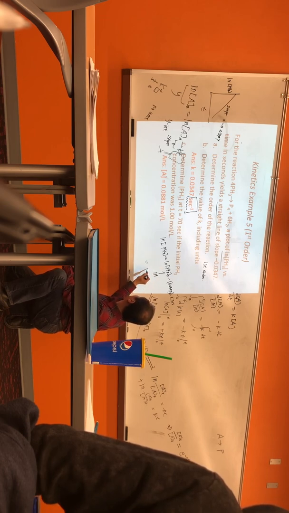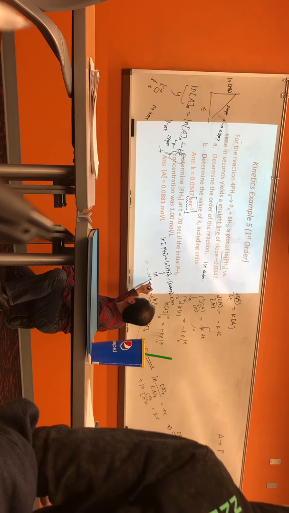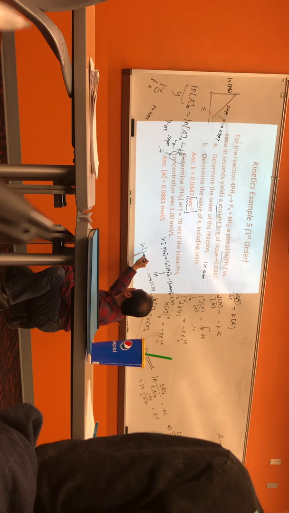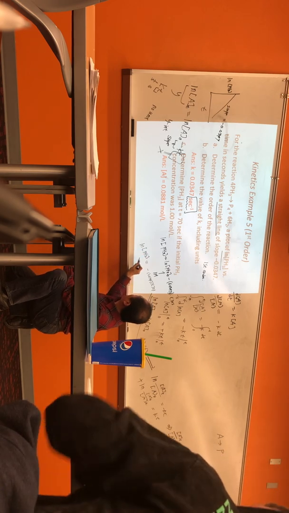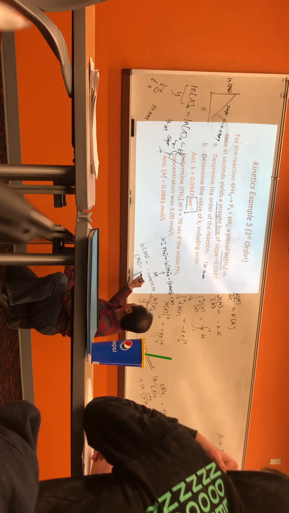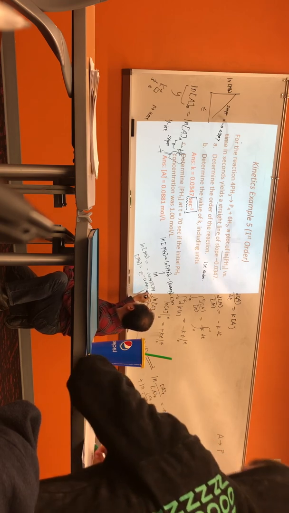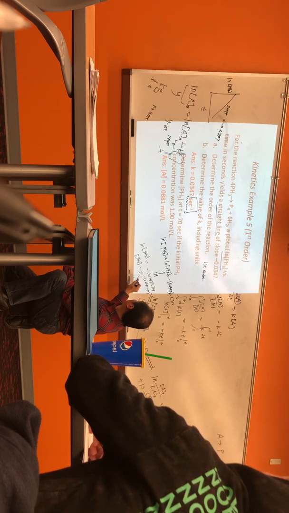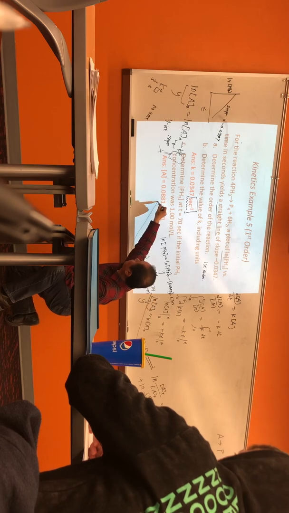So I have negative 0.0347 times 70. That's my logarithm of PH3. So my concentration of PH3 later is exponential of negative 0.0347 times 70. This will give you that number.